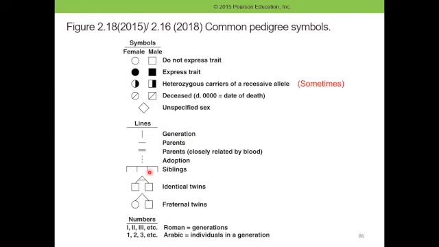And obviously we use numbers if we want to refer to a specific individual in the pedigree. It's easier if we number them. So the numbering system in pedigrees uses Roman numerals for generations, and then Arabic numerals to indicate individuals. So if I say generation 2, individual number 2, that would be Roman numeral II and Arabic numeral 2.